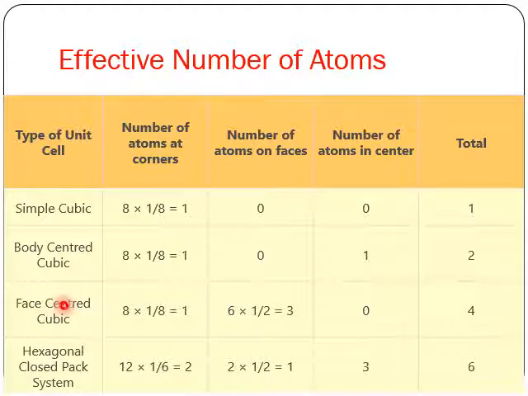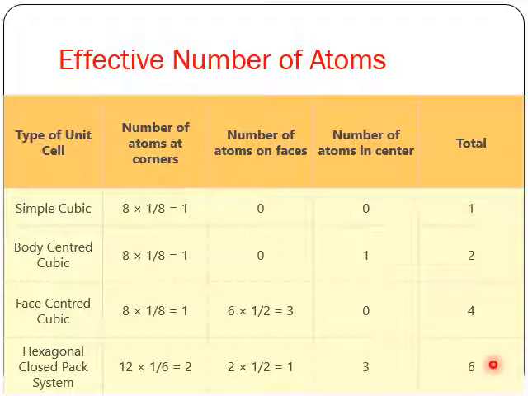For a face centered cubic, it's 1 by 8 into 8 plus 6 into 1 by 2. That's 6 atoms, one at each of the 6 faces, shared by 2 unit cells. So it's 4. Next, for hexagonal close packed, it's 2 atoms at the faces, 2 into 1 by 2, and 12 atoms at the corners, so 12 into 1 by 6, and 3 atoms at the center, which are not shared by any unit cell, it's 3. So total it will be 6.